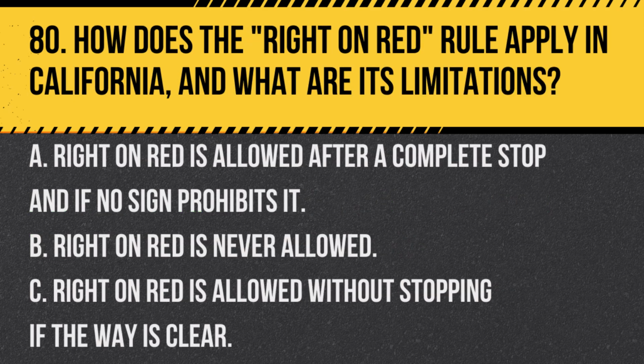Question 80. How does the right on red rule apply in California, and what are its limitations? A. Right on red is allowed after a complete stop and if no sign prohibits it. B. Right on red is never allowed. C. Right on red is allowed without stopping if the way is clear. Answer A. Right on red is allowed after a complete stop and if no sign prohibits it.